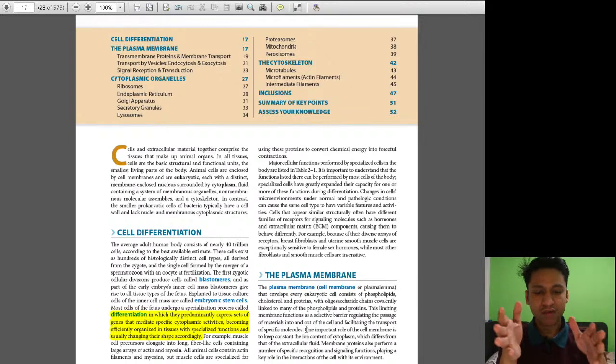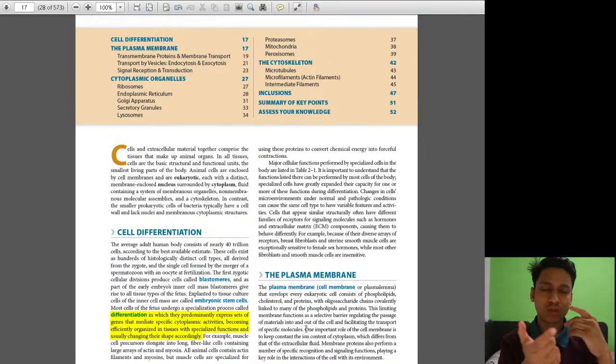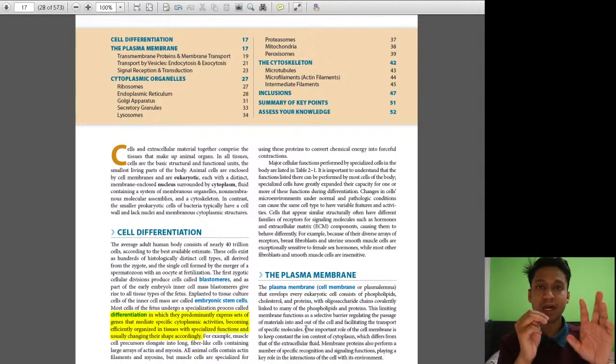Okay, so first things first. Plasma membrane, you can call it cell membrane. Plasmalemma consists of what? It consists of phospholipids, it consists of cholesterol, it consists of proteins. Along with it has oligosaccharide chains that are covalently linked to many of the phospholipids and proteins.